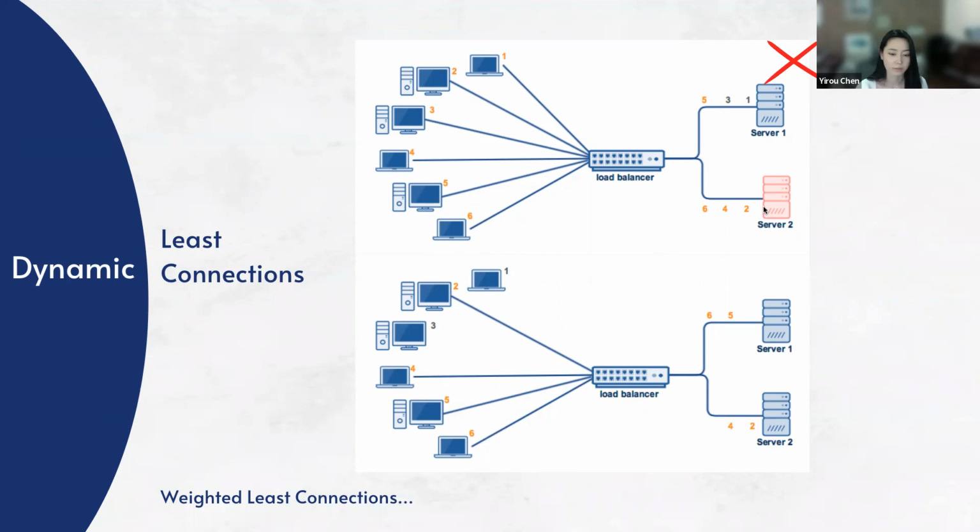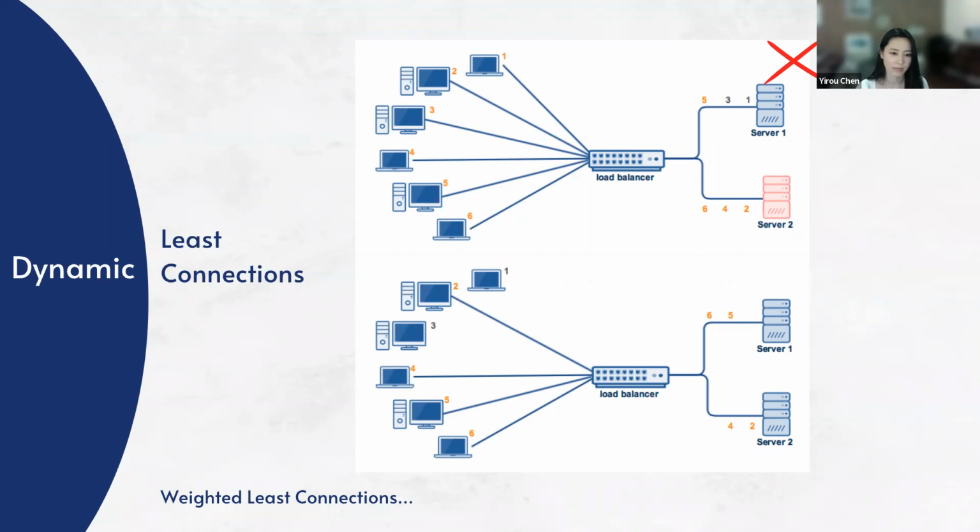Server 1 and server 2 both have 3 requests, but server 2 is overloaded since client 1 and 3 are disconnected from server 1, while client 2, 4, 6 are still connected to server 2. Well, in situations like this, the least connection algo would be a better solution.